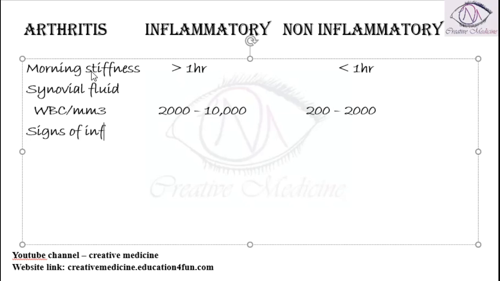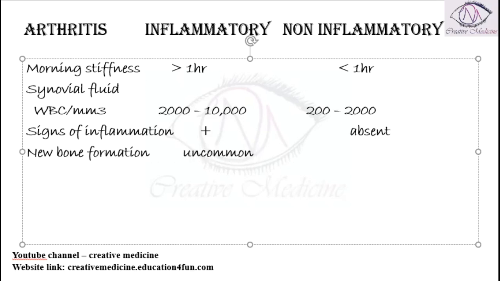Then signs of inflammation are present in inflammatory arthritis, and they are absent in non-inflammatory arthritis. Then new bone formation is uncommon in inflammatory arthritis, and it is common in non-inflammatory arthritis.